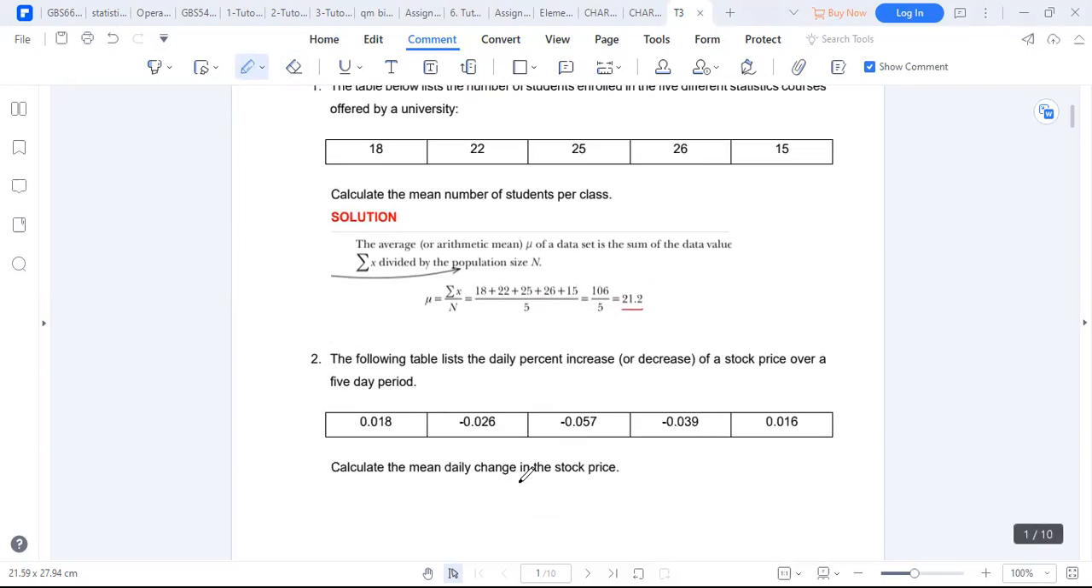What happens if we have observations that have different signs? The same will give us our answer. When we get a negative, it is a decrease in this equation. So the question here is asking, the following are the daily percentage in terms of increase or decrease of stock prices over a 5-day period. So what is the mean? So here we're going to add these ones as they are, then we divide by 5.